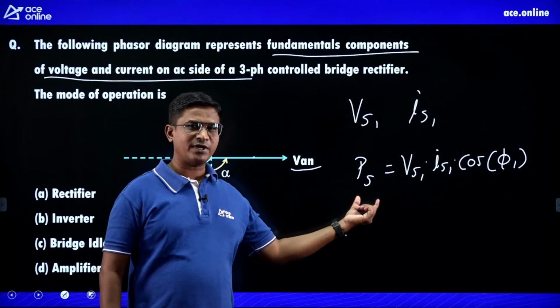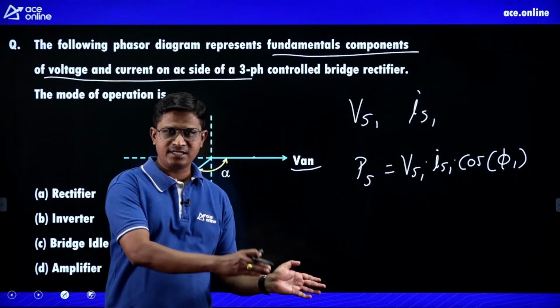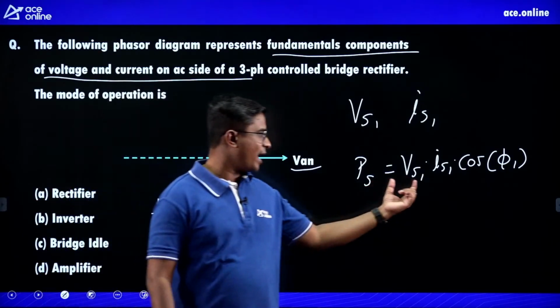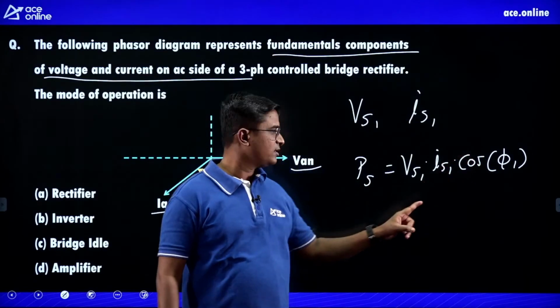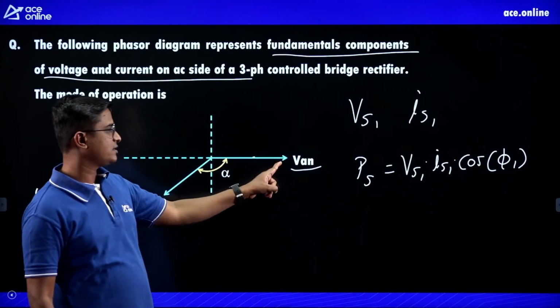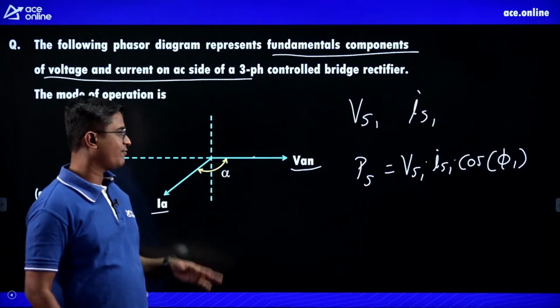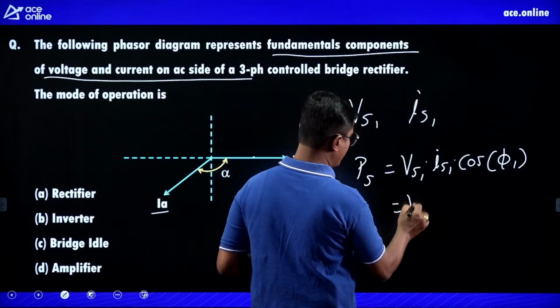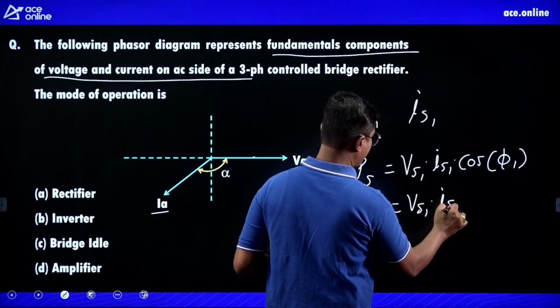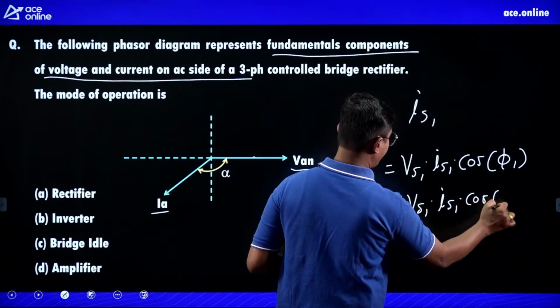The input side of the rectifier is AC. On the AC side, how do we find the power? V into I into cos phi. Simple. So this Vs1 is this voltage, Is1 is this current, and the angle between these two is alpha. So I am writing it as Vs1 into Is1 into cos of alpha.